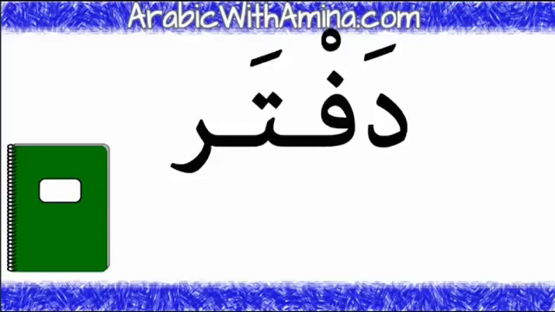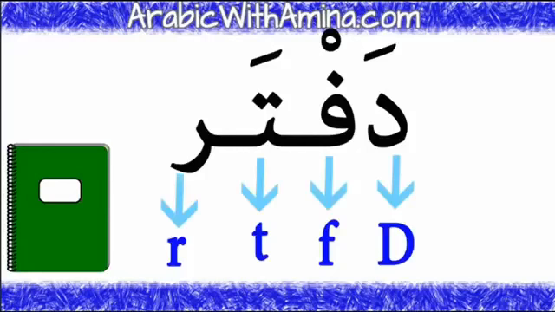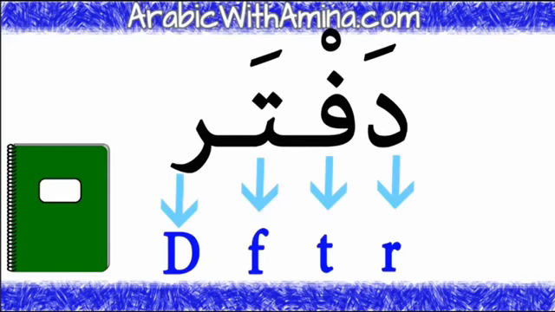Our first example is going to be the word notebook in Arabic. First, we're going to write down all the letters of the word in English. But we all know that Arabic is read and written from right to left. So we would have to change the order of the letters, since dal is D, fa is F, ta is T, and ra is R. To read it in English, we would have to switch it.